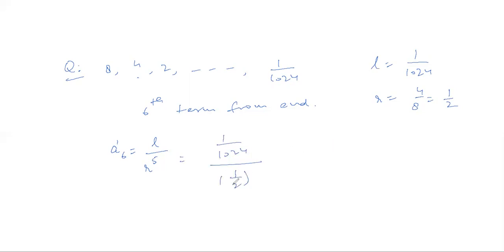So it will be 1 upon 2 raised to power 5. So it will be written as 1 upon 1024 divided by 1 upon 32. So we'll write it as 32 upon 1024. And let's simplify this. In simplifying this, this is the square of 32 actually. So its value will be 1 upon 32 only. So the required term will be 1 upon 32 that we were supposed to find from the end. So this was also a kind of question that you'll get related to this topic.